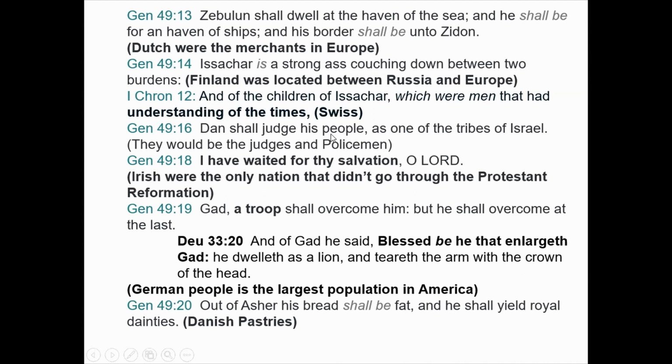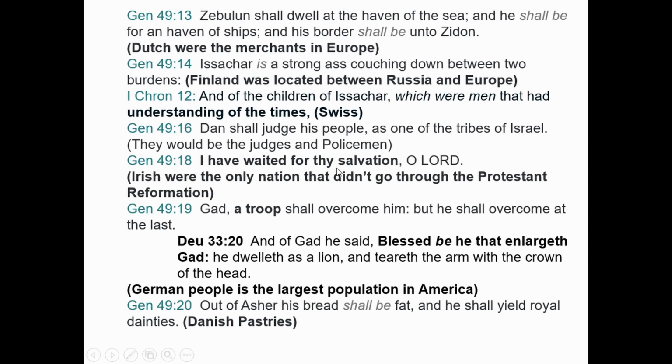Now, Dan was to judge his people. They would be judges and policemen. If you look in New York City, you saw that there were a lot of policemen that were Irish. That's easy to see. They talk about the Irish policemen in New York, and remember that New York was one of the places that Dan settled. The Irish people settled there, but they first settled in Boston.